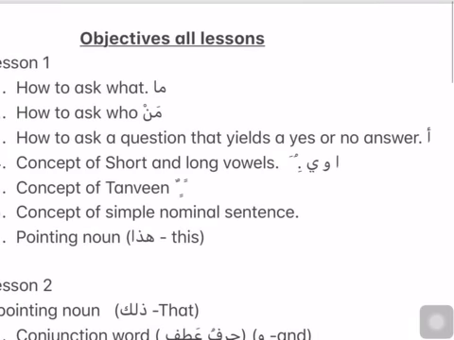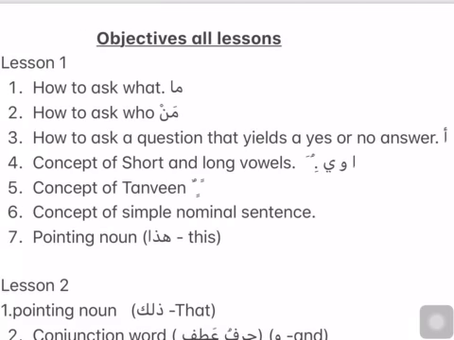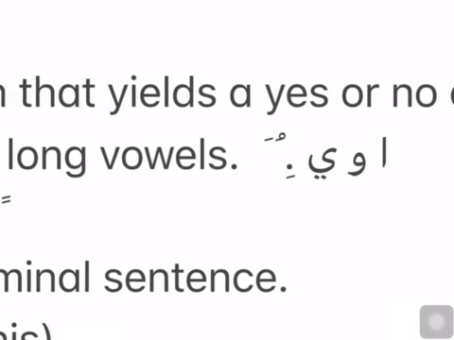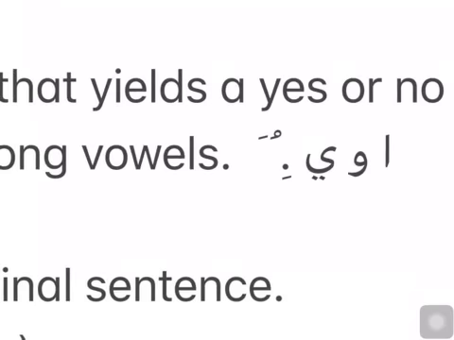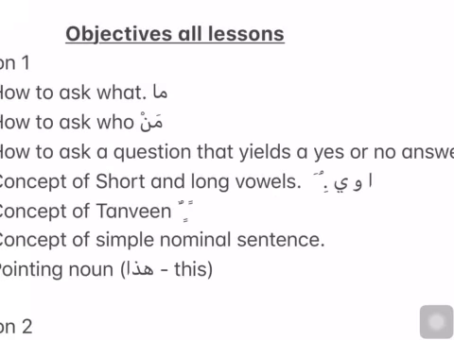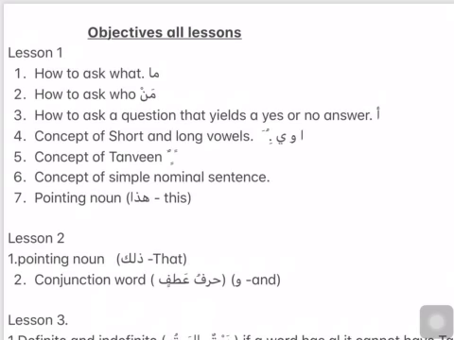We also learned the concept of short and long vowels. Short vowels are fatha, dhamma, and kasra. And long vowels have the letter alif, waw, or ya after the corresponding haraka to make the double the haraka sound. We learned the concept of tanween.